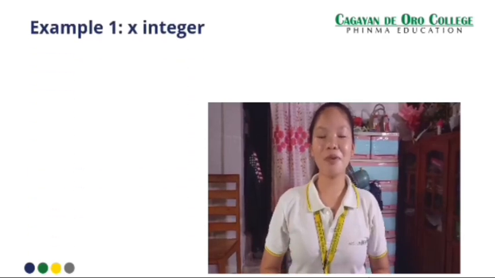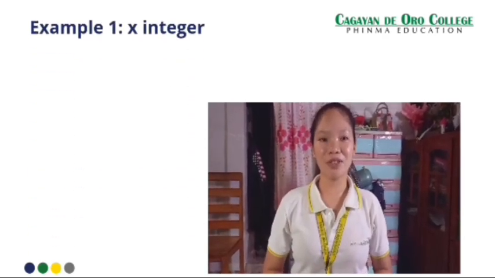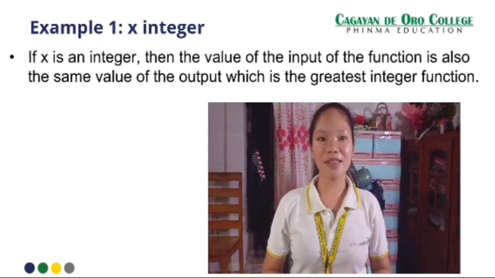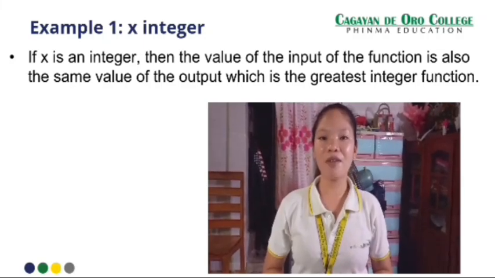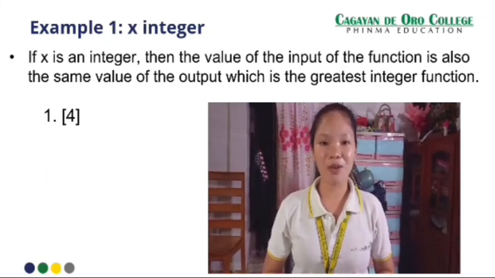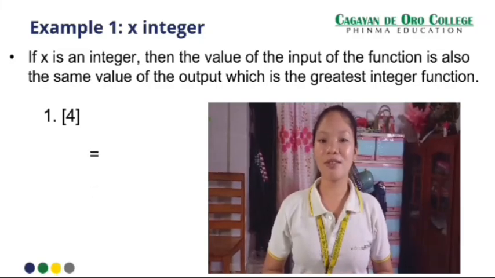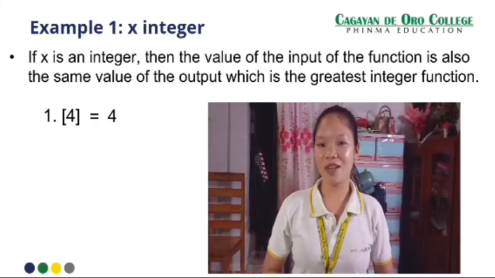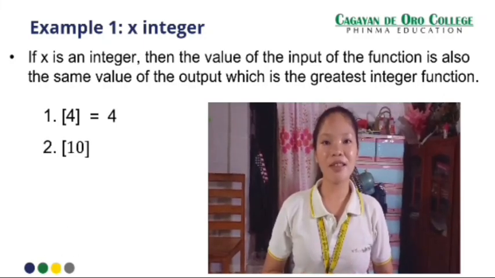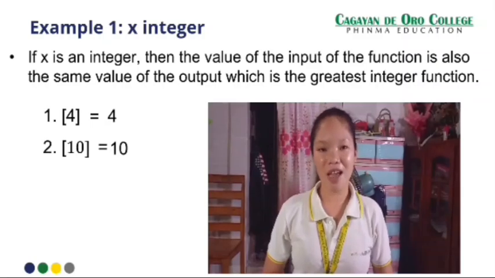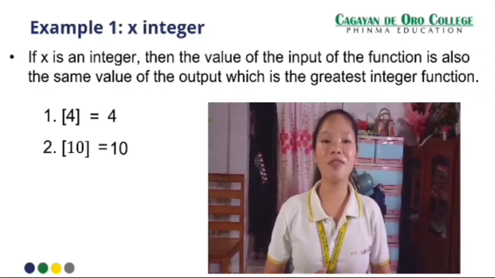Okay, so example number 1, where x is an integer. It states that if x is an integer, then the value of the input of the function is the same as the value of the output, which is the greatest integer. So here, if we have an input integer which is 4, our greatest integer is 4. Very good. How about if we have an input integer which is 10? The greatest integer is 10. Very good.